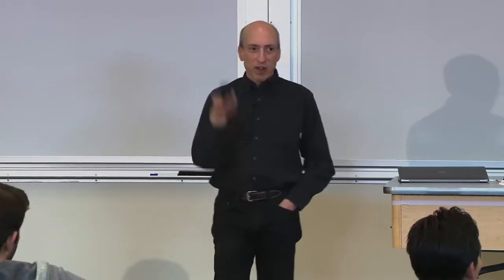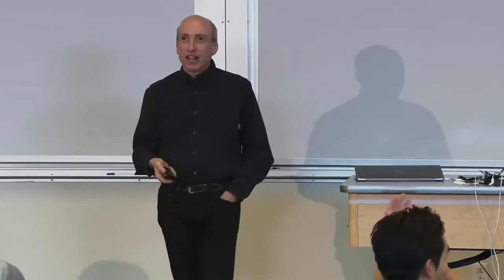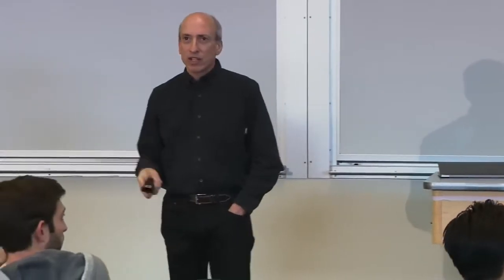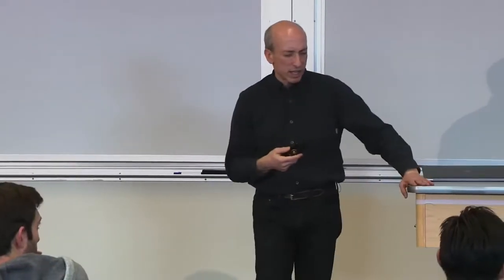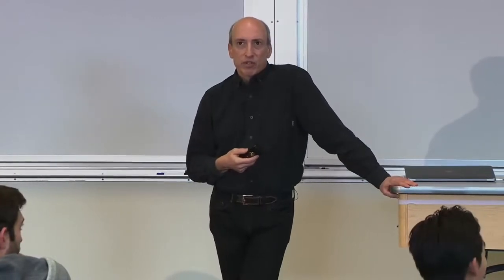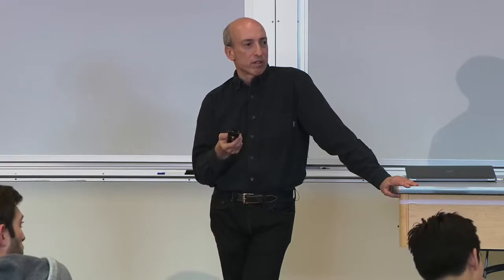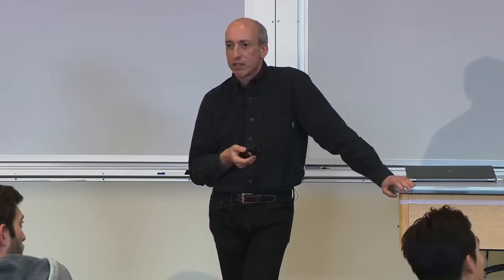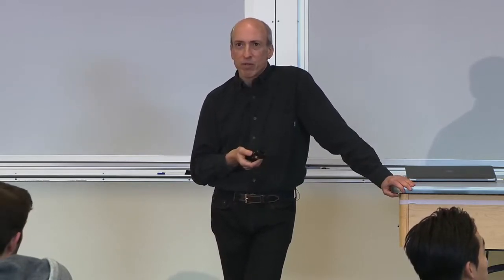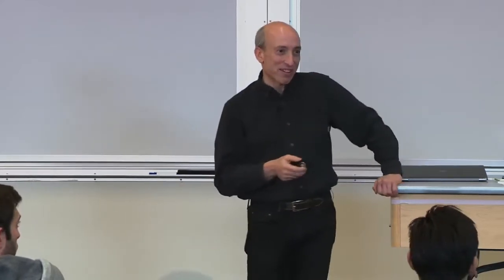So let's go through a little bit. So I'm introducing a guest. There you go. You want to stand up? So Aline heads part of the digital currency initiative here at MIT in the Media Lab. All the efforts around Lightning Network and Layer 2 solutions. But before MIT, he was a vice president of First Data. And First Data is a payment system provider. And he had about 200 people reporting to him. And a big business, $200 million of P&L. That's revenues, right? Yeah. I mean, if it was profits, even better for you.